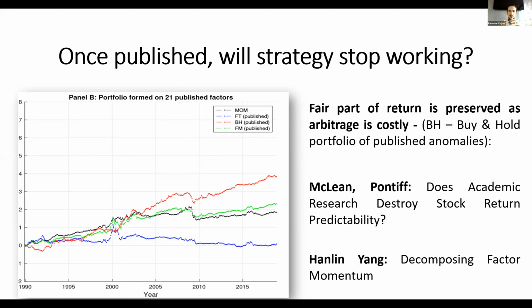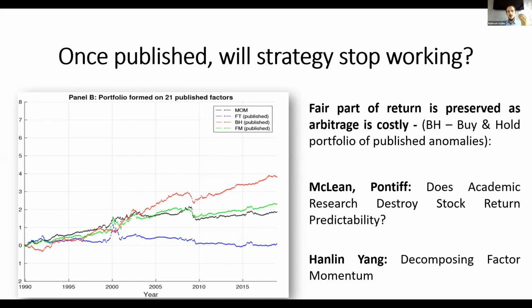So most of the anomalies have a time-varying return. The fair part of the return is preserved, as arbitrage is not risk-free, and a fair part of the return is preserved also after the strategy is published. And also, out-of-sample return of published strategies can be attractive.